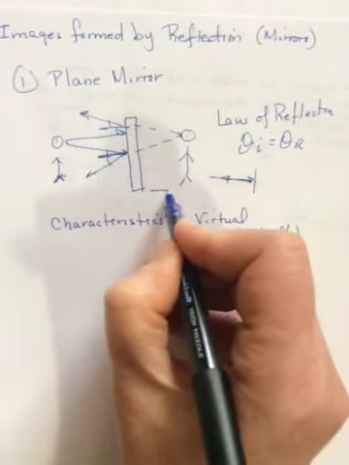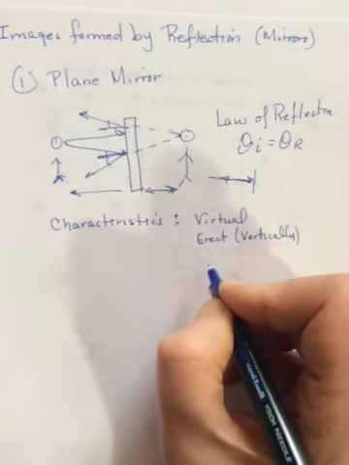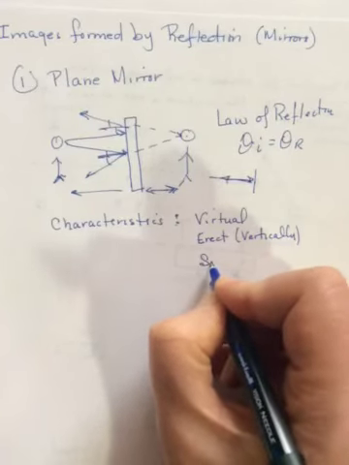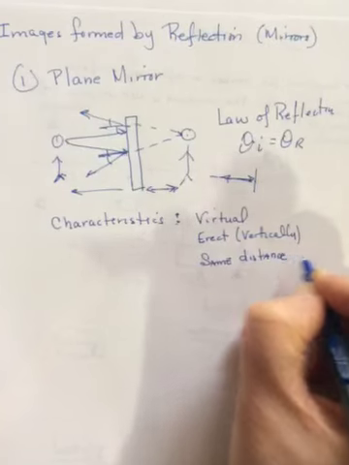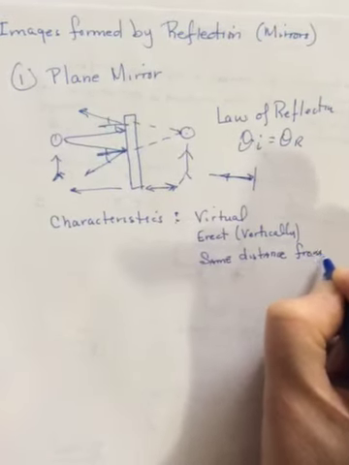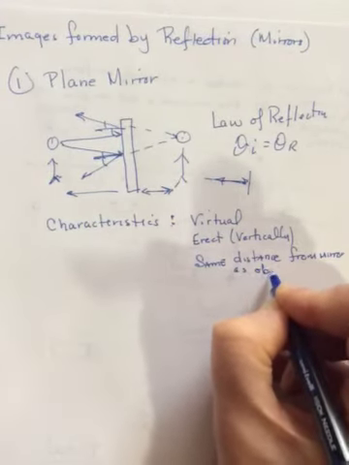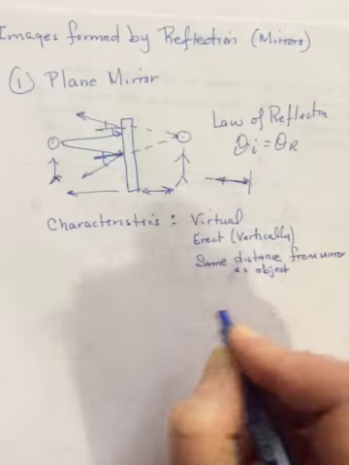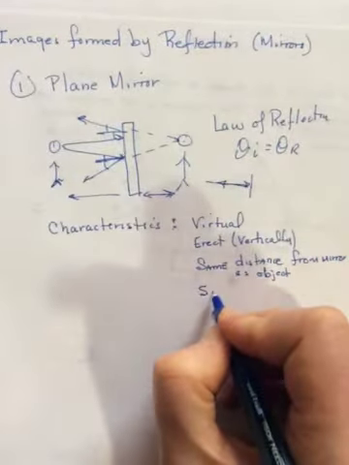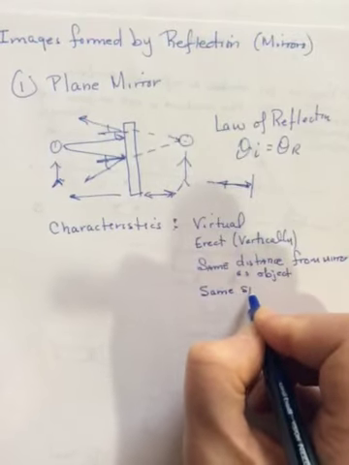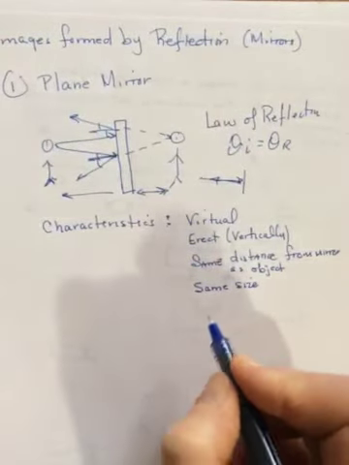What else? Well, despite my diagram, they're always the same distance behind the mirror as the object is in front. So same distance from mirror as object. That's three. What else? Well, they should also be the same size. You never look bigger or smaller when you're looking at yourself in the mirror. That is actually your size.